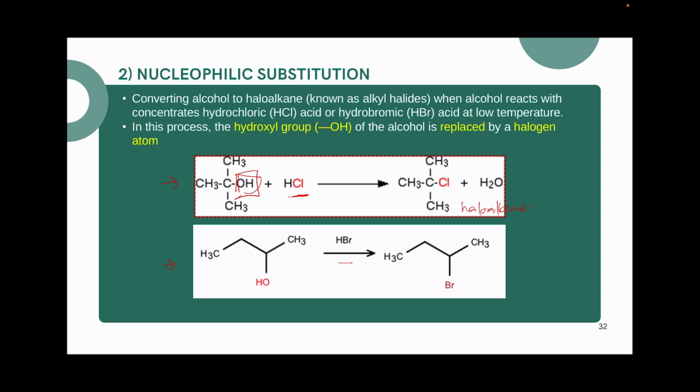Same as the second example, when 2-butanol reacts with HBr, then OH will leave the group, and then Br will attach to this carbon. So then you will get the product. Simple je ni. Just replace OH with the halogen atom. The halogen atom depends on which reagent will react with the starting material. Okay, this is the nucleophilic substitution.